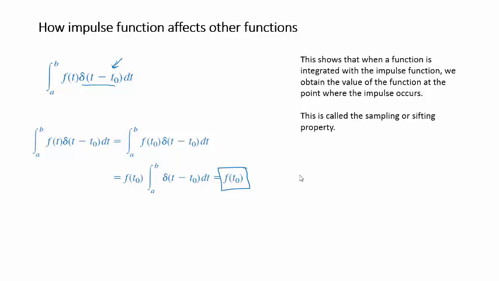This property is called sampling or the sifting property. I always called it sifting, but sometimes it's called sampling. It's really, really important, not only in this electronics course, but when you take communication or systems theory, you will see how an impulse function is used to move signals around in frequency space. So this is the sifting property of the impulse function.